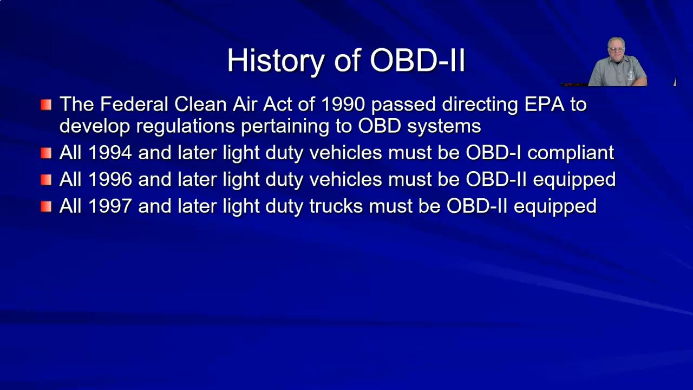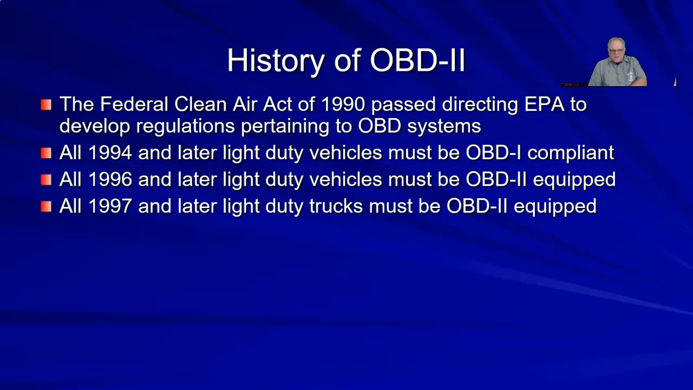In 1990, the government, being Congress, directed the EPA to develop regulations pertaining to onboard diagnostics. What California did in 1985, the feds did 5 years later. What California enforced in 1988, the federal government enforced in 1994. So all 94 and newer light duty, so this is 8500 GVW or less, have to be OBD1 compliant. 96 and later had to be OBD2 equipped.